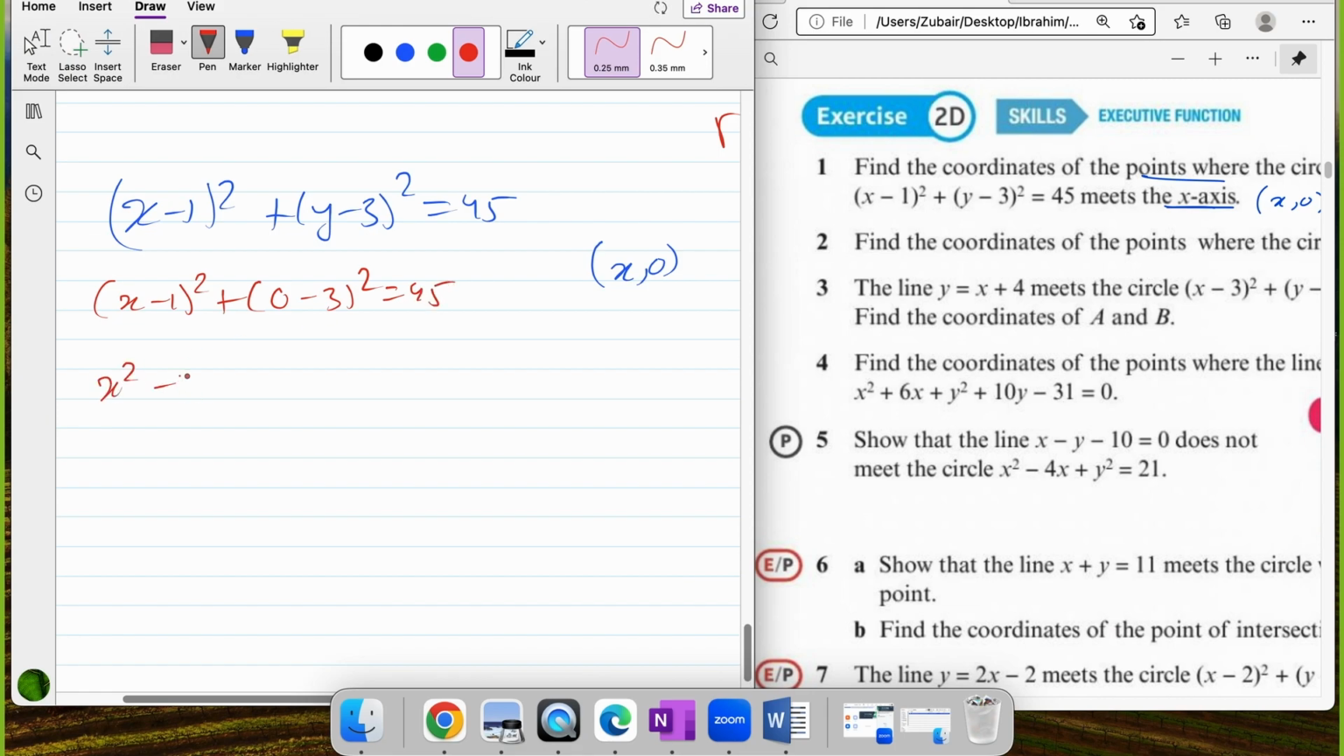So a square minus 2ab plus b square plus 9 is equal to 45. Bringing that to the left hand side, x square minus 2x plus 1 plus 9 minus 45 is equal to 0. Now 1 plus 9 is 10, so minus 35. This is minus 2x, and x square is equal to 0.